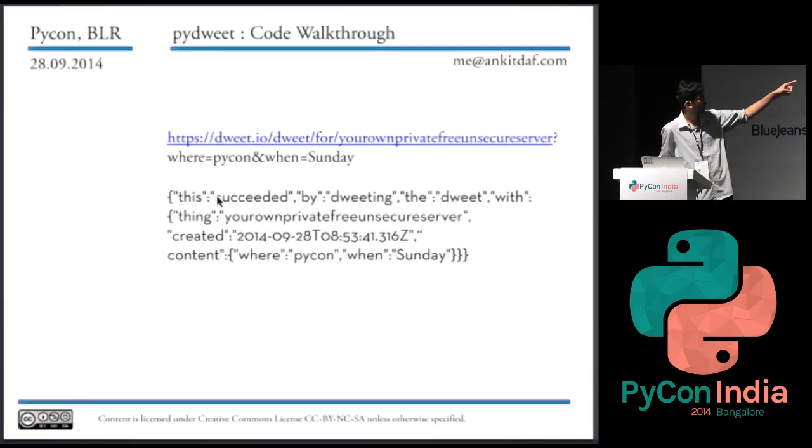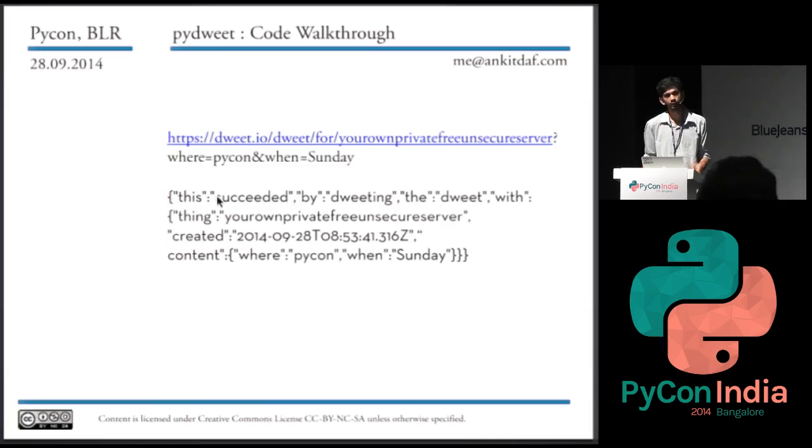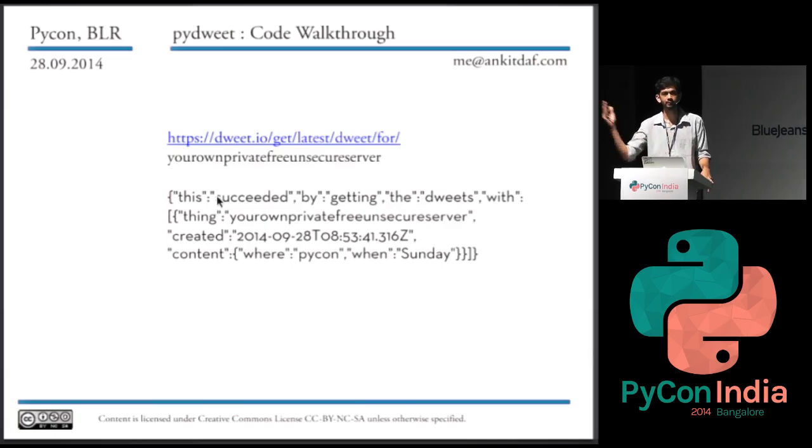So you just go to duet.io, Duet for, and then you use your own UI. You can say, you know, my dreamland server, and then you pass on a JSON string, where you give the two parameters, the key value pairs. It will return a response which says it succeeded. Then if you want to fetch it, it's exactly as simple. It says get latest tweet for my dream server, and it will fetch that.